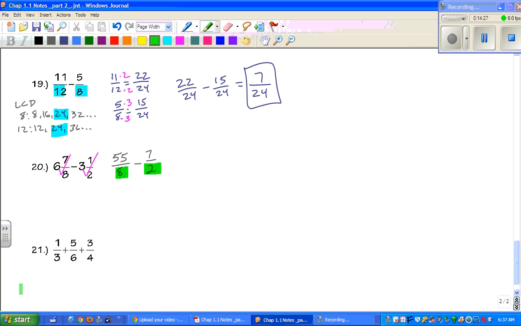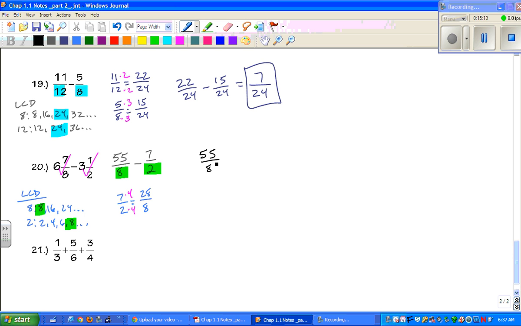Now let's take a look. Do we have the same denominator? We do not. So let's find the LCD of 8 and 2. And we want the lowest one. So 2, 4, 6, 8. And right away, we see 8. Now, do we have to change 55 over 8? That stays the same. You multiply by 4. 7 times 4 is 28.